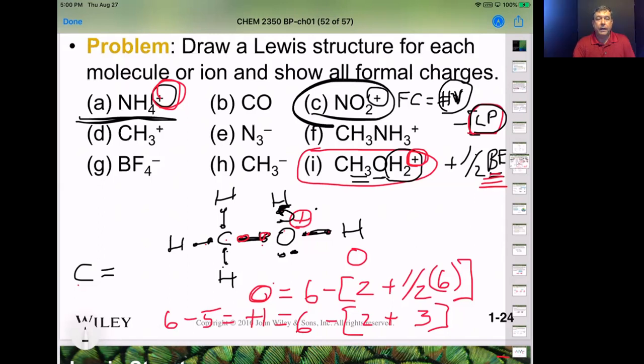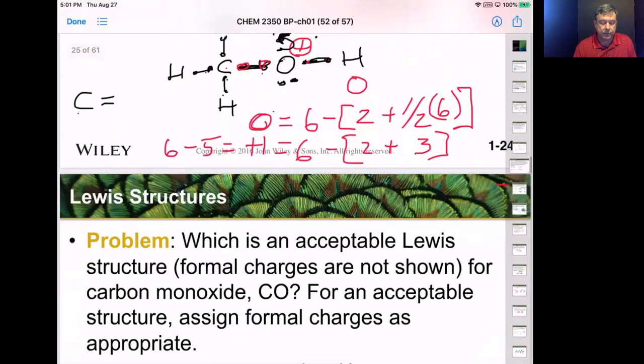Okay, so you can go ahead and do this for some of the other ones. Again, put all your bonds around carbon and then figure out where all the lone pairs are, and then you should be able to calculate your formal charge fairly quickly. Okay.